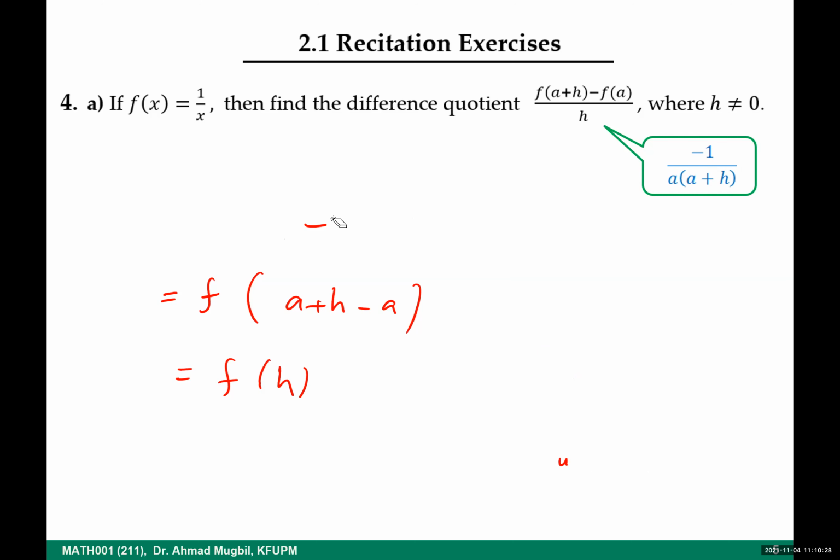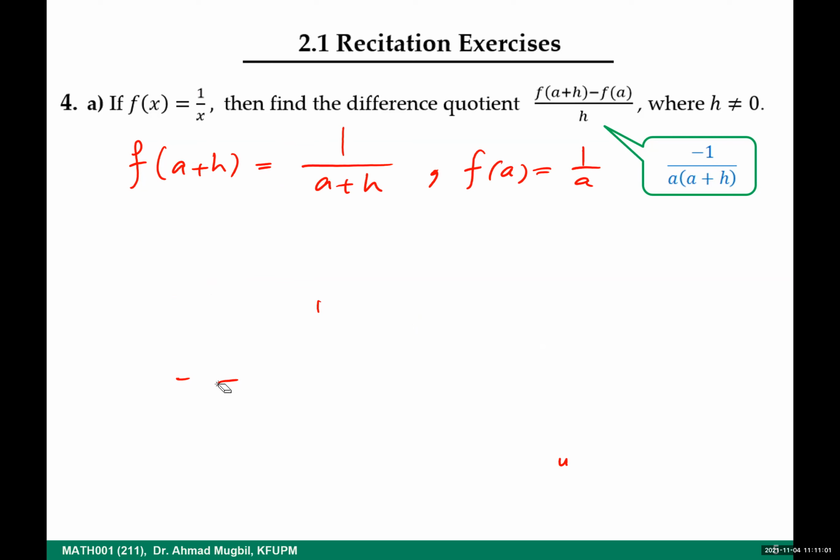So here we have f of whatever equals 1 over that whatever. So this is f of x equals 1 over x. So here we need to find what? f at a plus h. What is f at a plus h? You will just replace x by a plus h. Also, you have f at a. You will go to the function that you have and replace x by a.